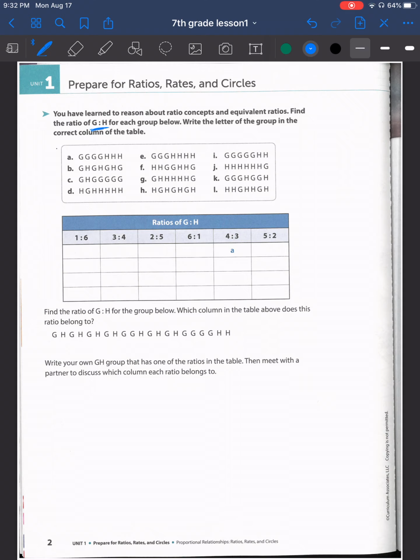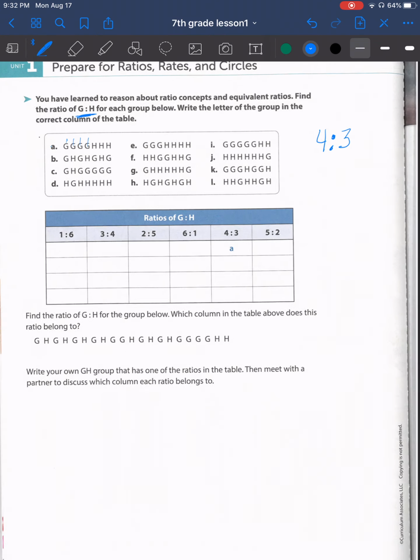Let's go through A first. Let's count how many G's there are. 1, 2, 3, 4. Okay, so there's 4. And then how many H's? 1, 2, 3. Okay, so A would go in the column 4 to 3. And it looks like they already did a nice little A for us right there.